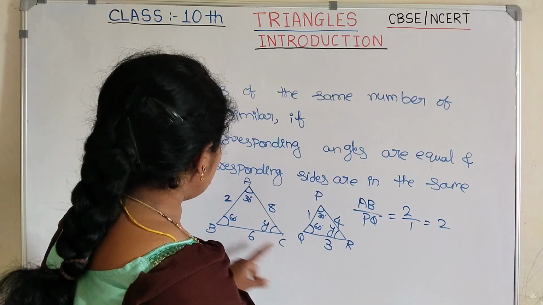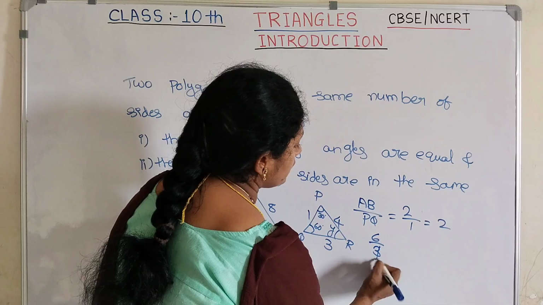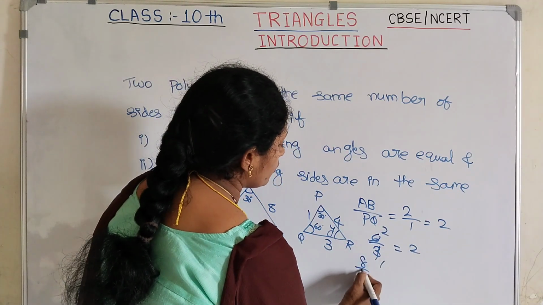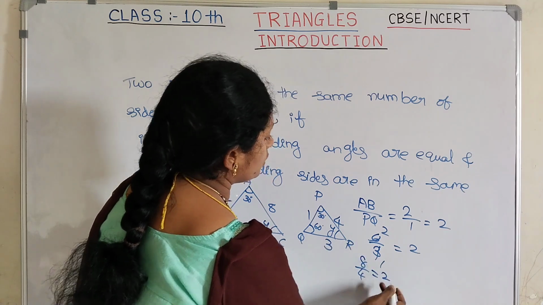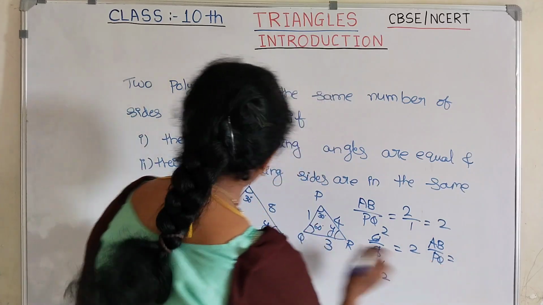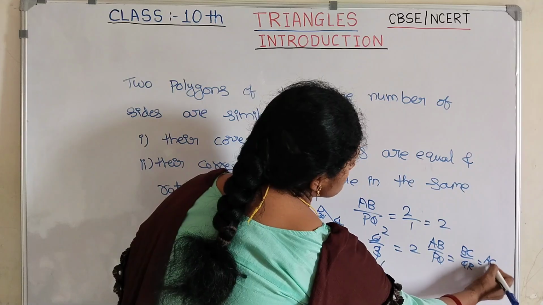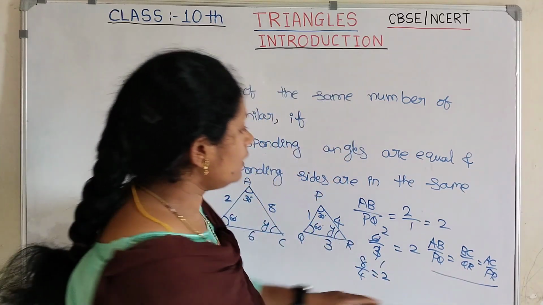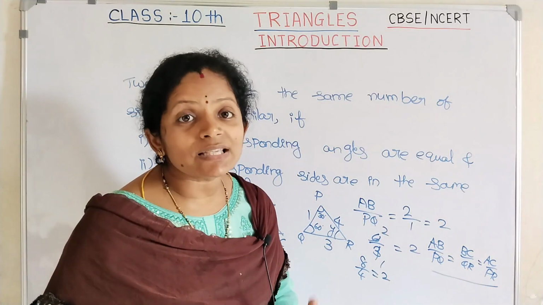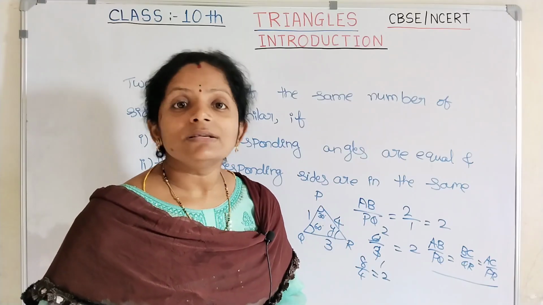Next, BC is the 6 divided by QR is the 3. 3 1s are 3, 3 2s are 6. It is also the 2. 8 divided by 4 is equal to 2. Means AB by PQ is equal to BC by QR is equal to AC by PR. Means their ratios, if they are equal, then we can say that these two triangles are similar to each other. In this way, we have to check whether the two polygons are similar or not.